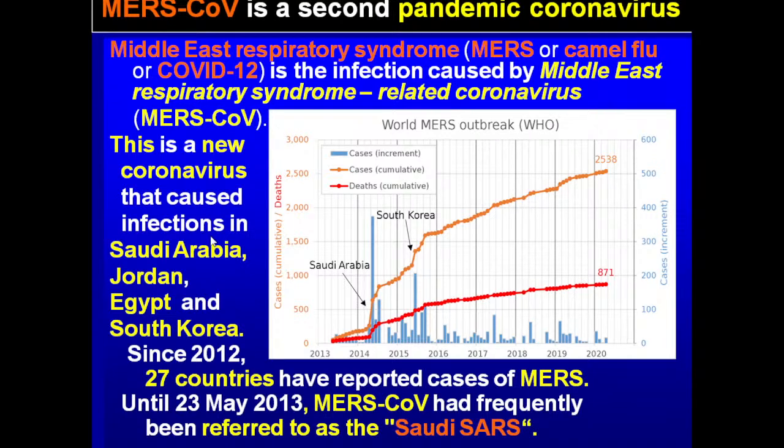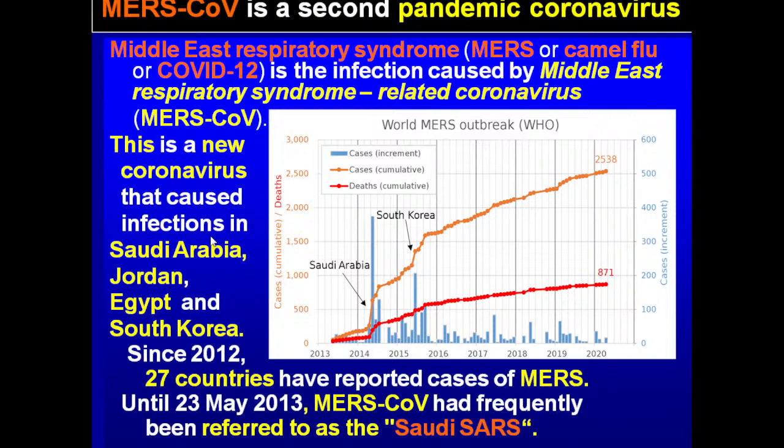Since 2012, 27 countries have reported cases of MERS. And until the 23rd of May 2013, MERS-CoV had not been fully differentiated from SARS-CoV. As I said, we referred to it as Saudi SARS. And then, due to the differentiation of these two viruses, we understood that it was a new virus.